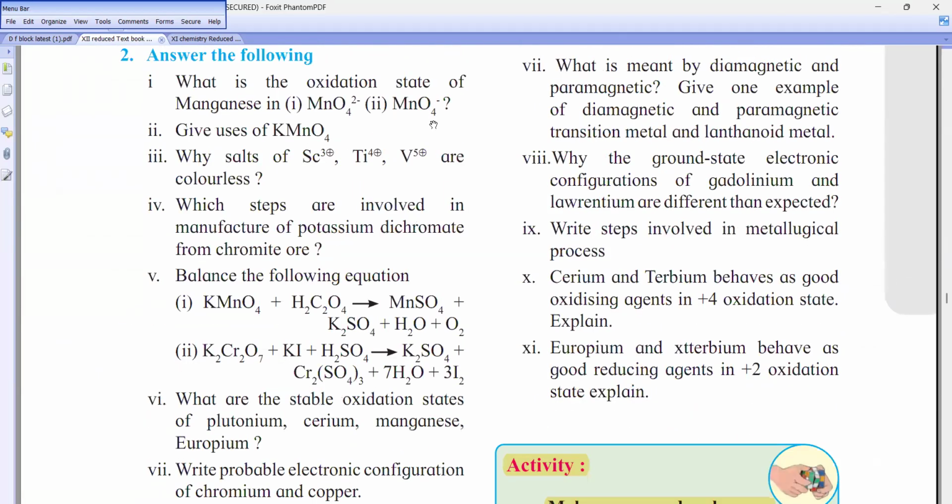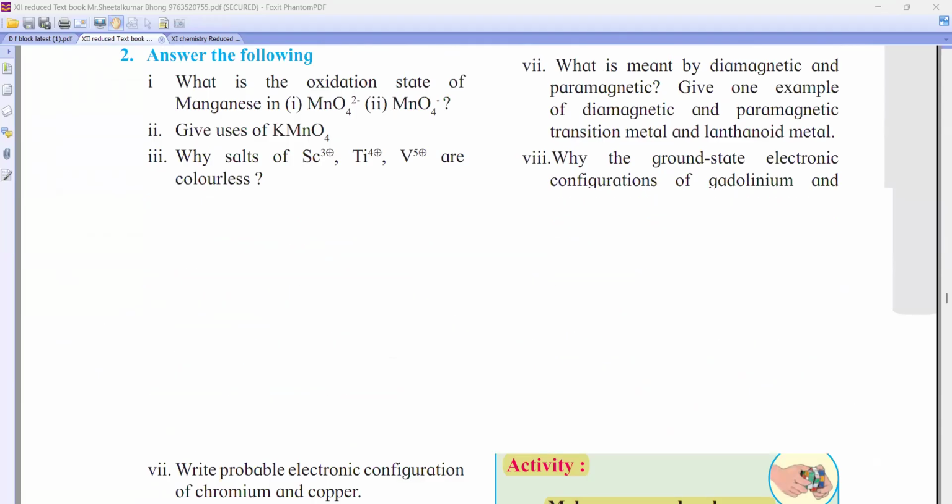What is the question now? See, what is written here? Read this question, anyone? Ryan, beta, read what is written. Why are these salts colorless? What is given?